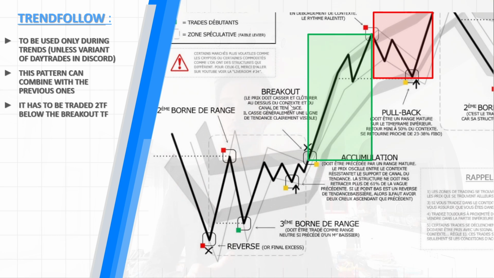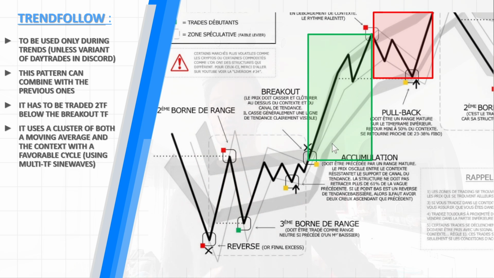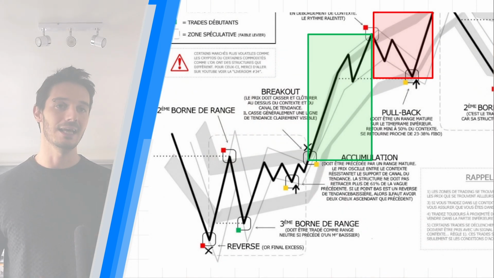So it has to be traded 2 time frames below. That's the slight difference from the one we've seen previously, in which we were trading 2 time frames, but we were looking at the chart just 1 time frame below. We're going to have to go 2 time frames below in here because we trade only 1 time frame in this pattern. It uses the clusters of both a moving average and a context demand.